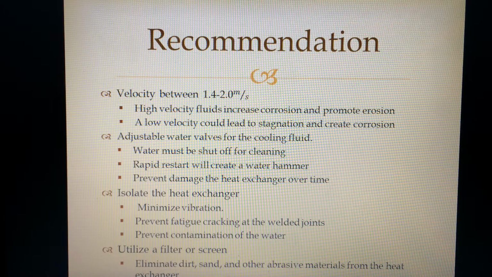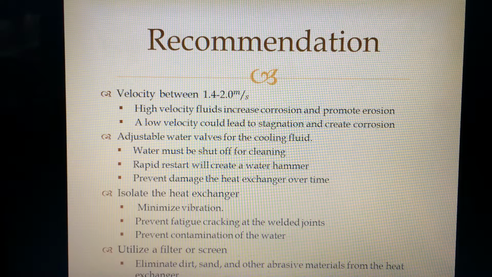Along with the design, we do make a few recommendations. It's important to keep the velocity between 1.4 and 2 meters per second, as a high velocity will increase corrosion and promote erosion. A low velocity will lead to stagnation, which will in turn lead to corrosion as well. And it's important that we utilize some kind of filter or screen that's going to eliminate dirt, sand, and other abrasive materials from entering the heat exchanger, and it's just going to improve the longevity and lifespan of the heat exchanger.